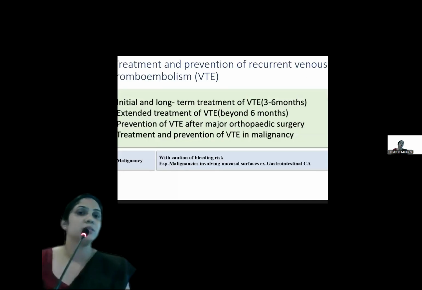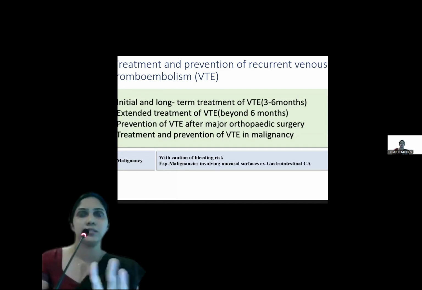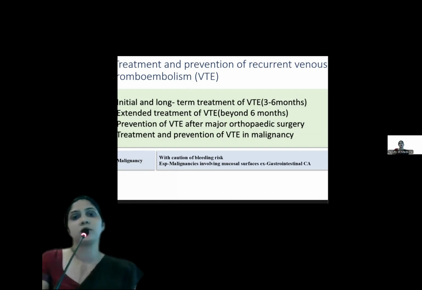So treating VTE, mainly the DVT and the pulmonary embolism, with DOAC. There's good, strong evidence to back this in the initial and long-term treatment of VTE for 6 months and beyond the initial 6 months to prevent recurrences, and also to prevent VTE after major orthopedic surgery, especially after knee and hip surgeries. And now the recommendations have emerged in treating and preventing VTE in malignancy.